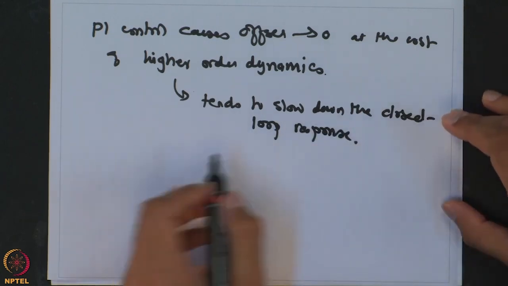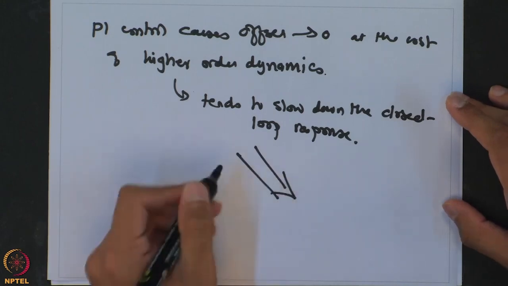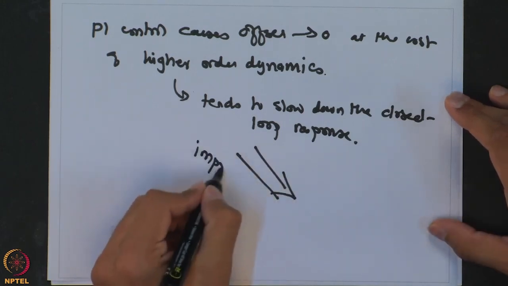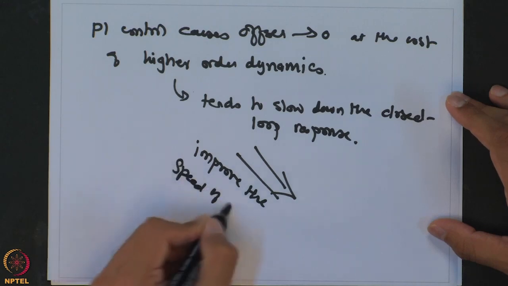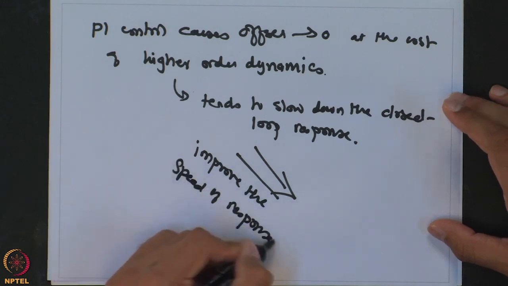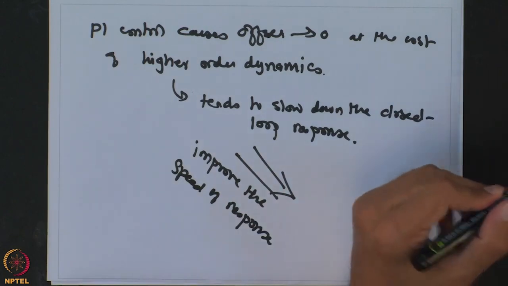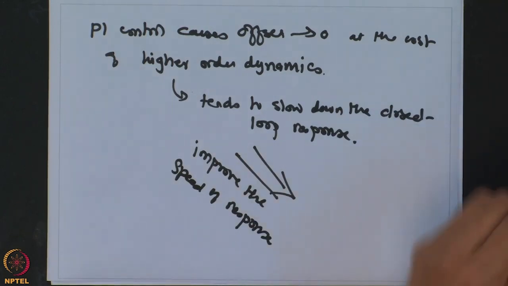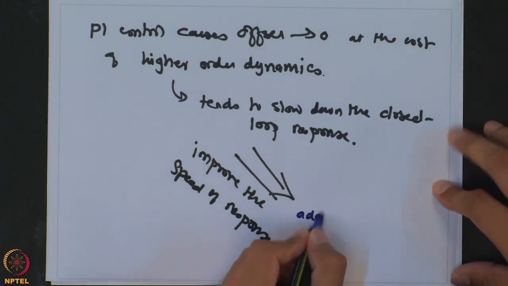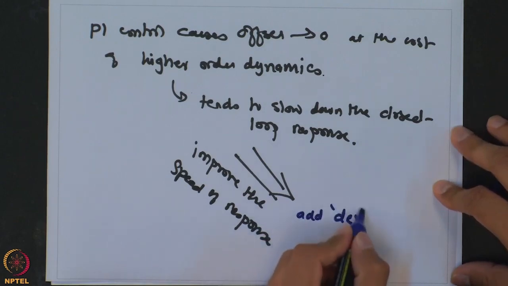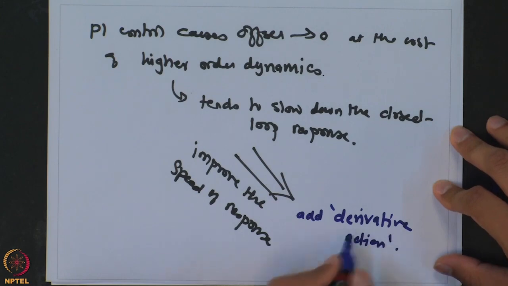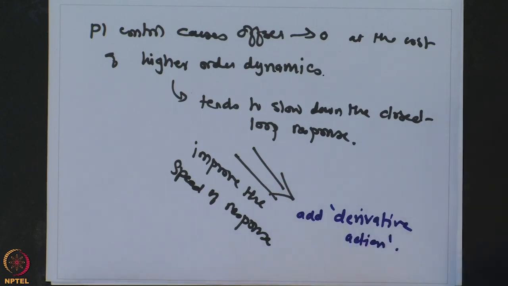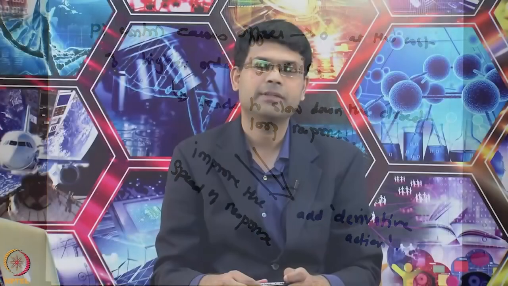So in order to improve the speed of response, what we do is we add derivative action. We will talk about the effect of PID control after the break.